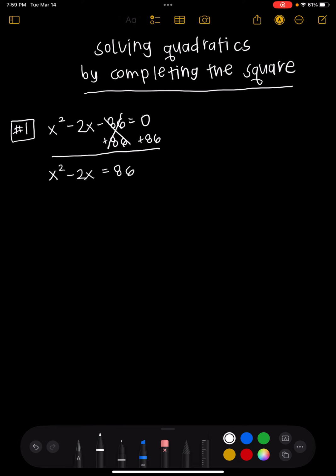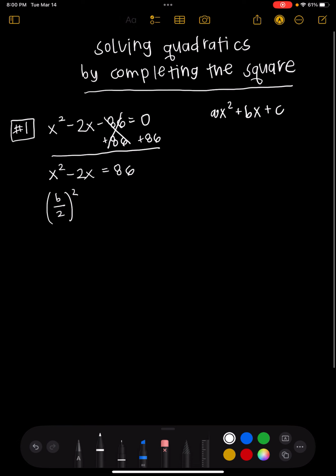Now, the next step here is to use this formula, which is b over 2 squared. This is my completing the square formula, where b is the number, if you remember, in front of the x. Let me make a side note. A standard form quadratic is in the form ax squared plus bx plus c. So a is the number in front of the x squared, b is the number in front of the x, and then c is the constant term. So when we have this formula, b over 2 squared, b is the number in front of just the x.